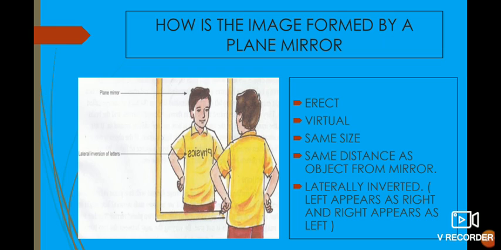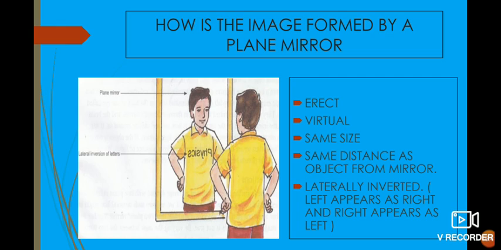What about the distance from the mirror? Say a boy is standing 2 feet from the mirror. How far will the image be formed from the mirror? About the same distance, 2 feet only. So, the image is at the same distance from the mirror as the object.